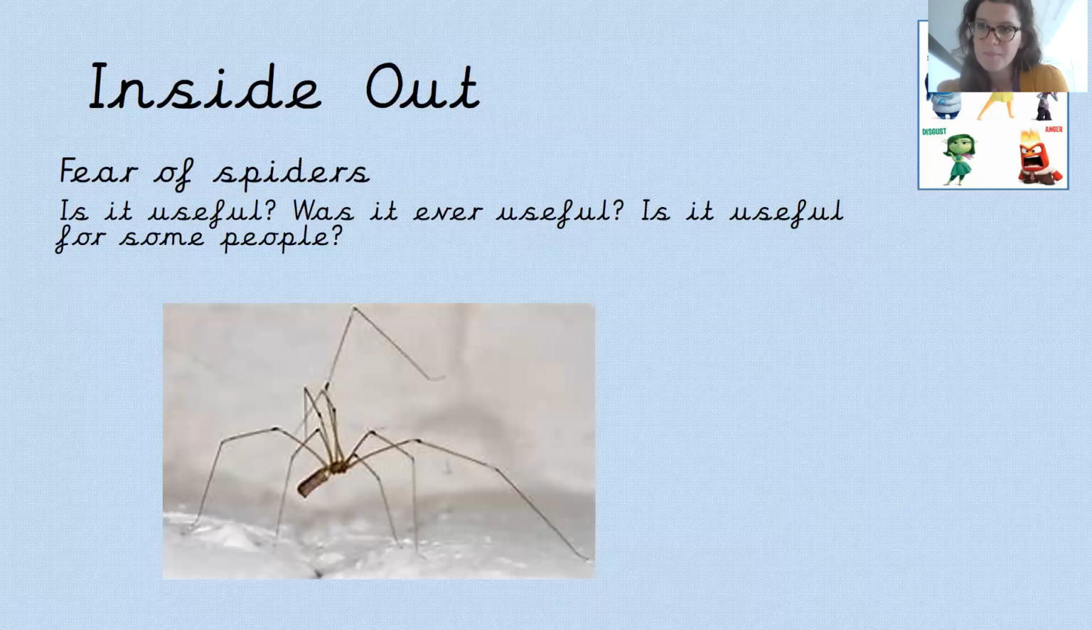Is it useful for some people today to have fear of spiders? Yes, people who live in countries where spiders can be dangerous, it would be a very useful thing for them to have fear of spiders because it keeps them away, so it keeps them safe.